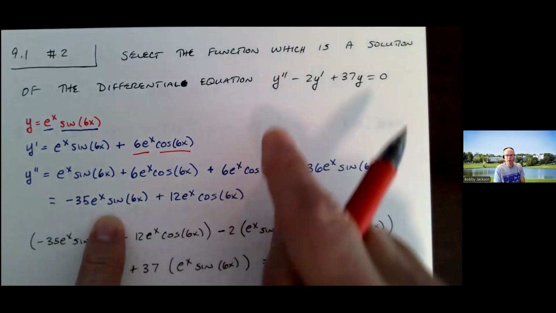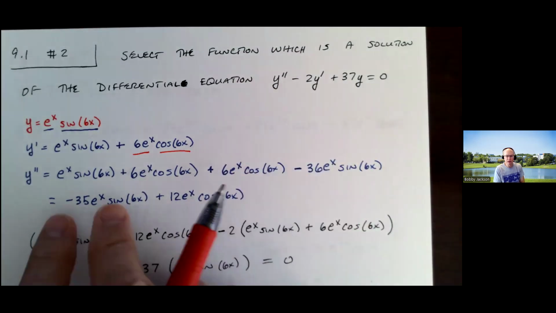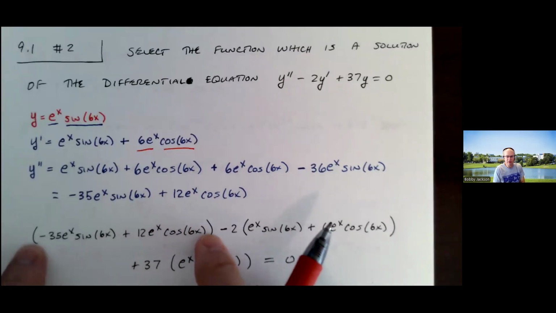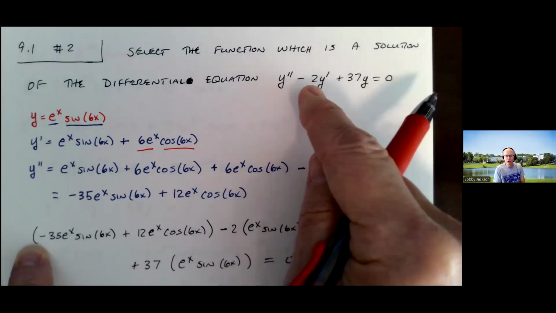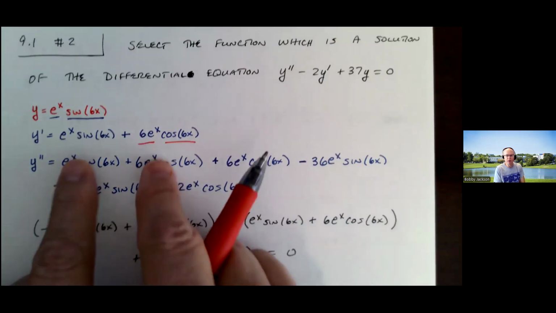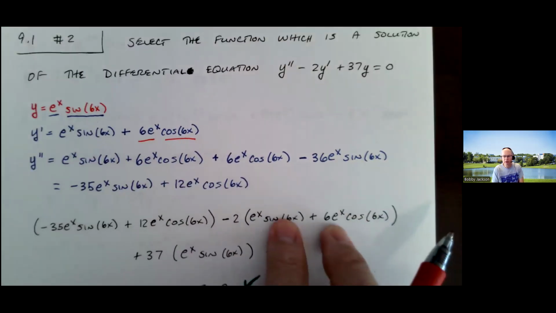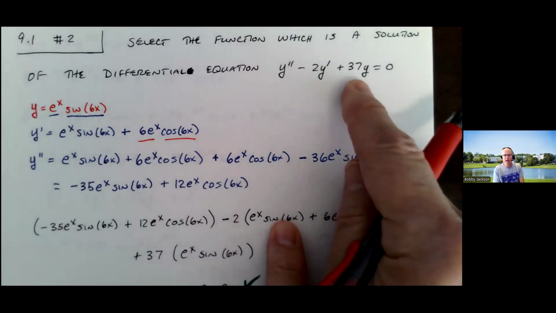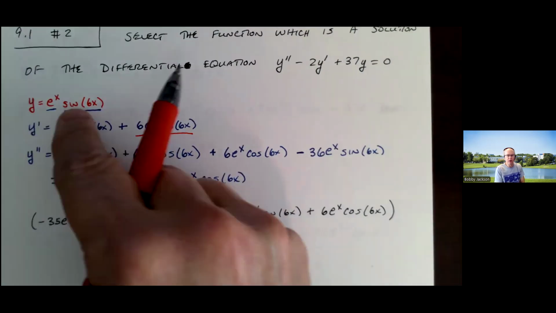Now we just plug in. y double prime is this thing we just found. So I'm going to stick that in there. Minus 2 times y prime. So here's y prime. Stick that in the parentheses. Plus 37 times y. 37y, remember, was this.